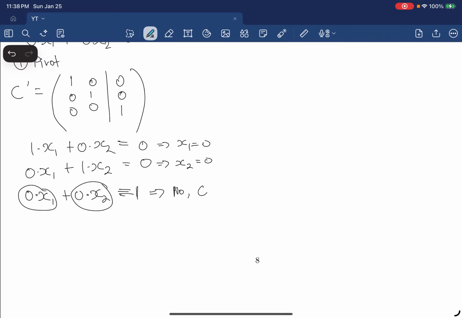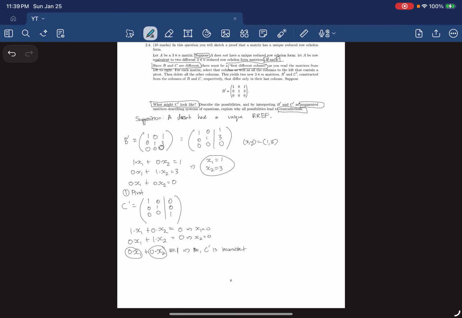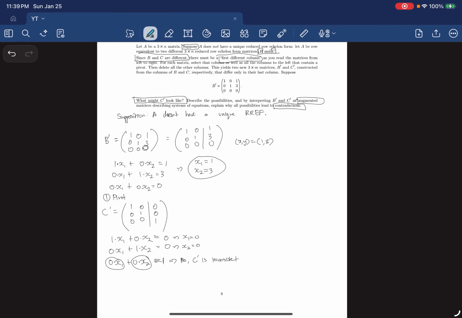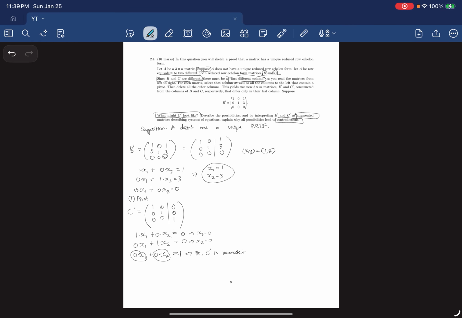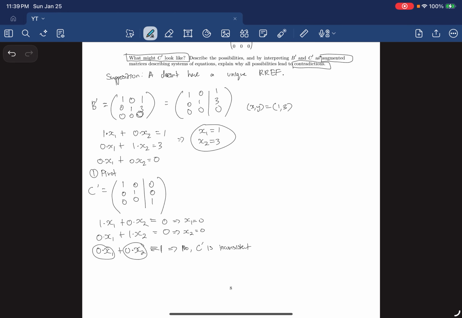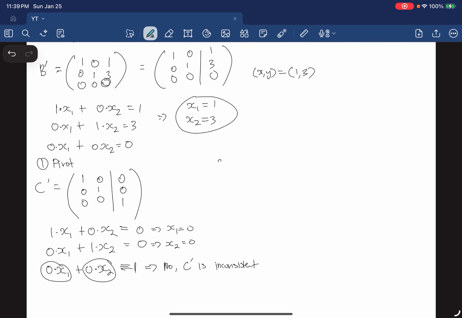So no, C prime is inconsistent, okay? That's the possibility of our first contradiction. However, this is not the only case, right? There's another case, which is called the non-pivot or scalar condition.